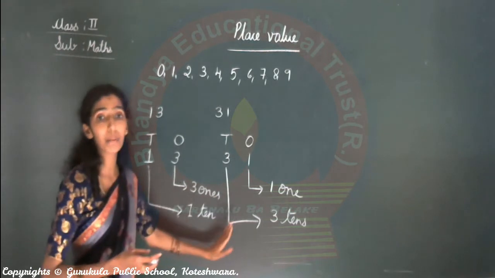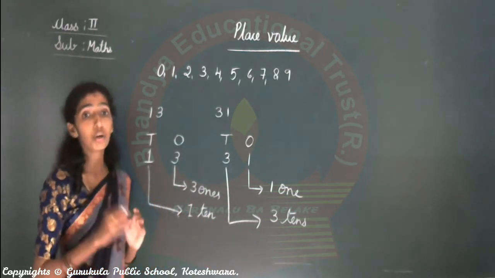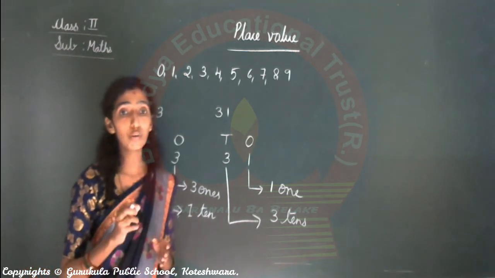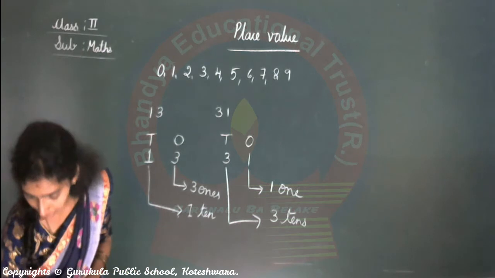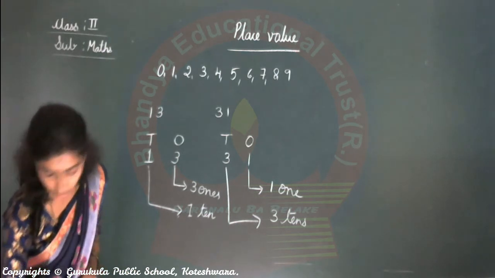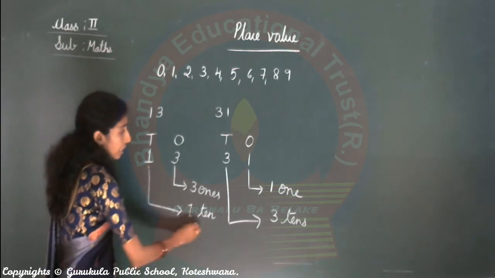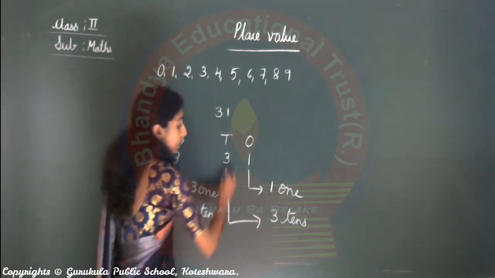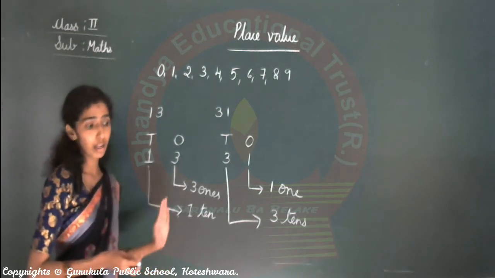How to write the place value? That you should know. Okay, children, I will explain now. Listen to the class and try to understand. If you have any doubt, you can ask in the evening class. Okay, children? Now see here, 3 ones and 1 ten, and 1 one and 3 tens. Like that only, we can write the place value.